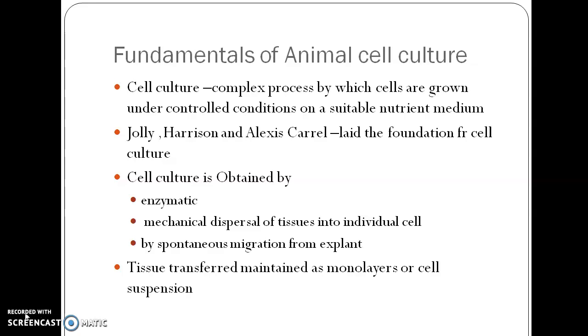Cell cultures are obtained either by the enzymatic or mechanical dispersal of tissues into individual cells, or by spontaneous migration from an explant. An explant is any part of the living organism that is used for culturing. So cell culture can be obtained by three processes: by enzymatic degradation, or you just mechanically disperse the tissues, or it can be the spontaneous migration from the piece of tissue itself.